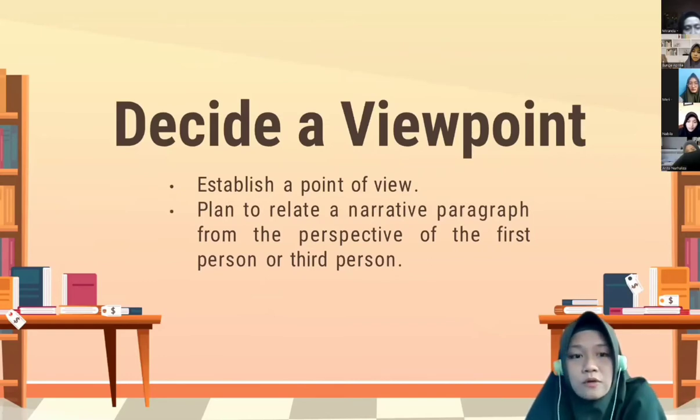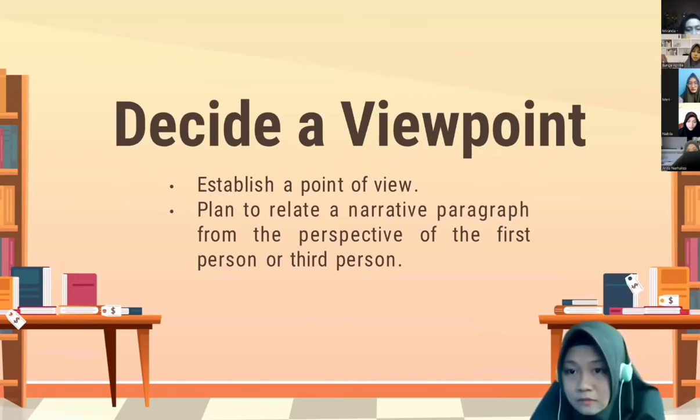So the first step in writing a narrative text is to establish a point of view. So plan to relate a narrative paragraph from the perspective of the first person, for example, or the third person. You can use I, him, or them as the subject of the narrative.